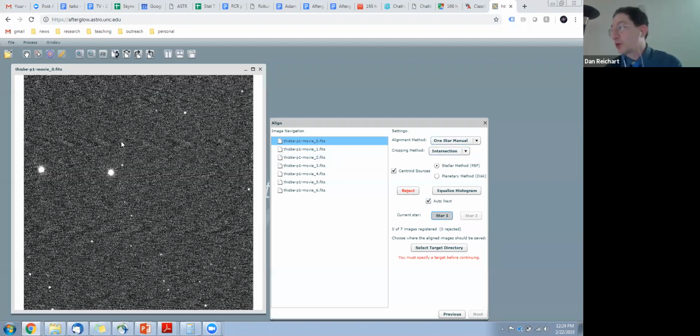Now, if you pick the asteroid in your movie, the asteroid will be at the center and everything else will move. If you pick a star, then all the stars will be stationary and the asteroid moves. So it doesn't really matter if you accidentally align to the asteroid. It will still be clear. And you kind of want to pick something near the center because stars at the edge can come off.